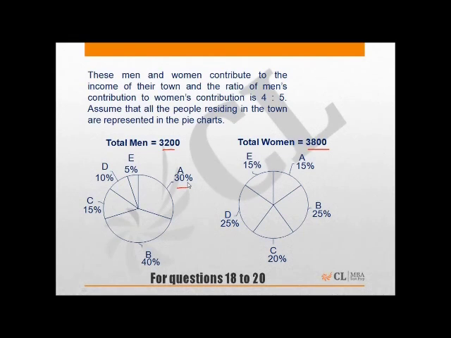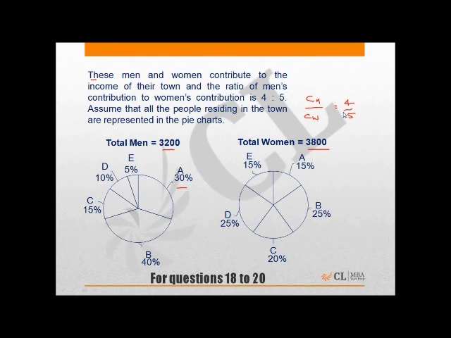The data further says these men and women contribute to the income of the town in the ratio of 4:5, men's contribution to women's contribution. So contribution by men to contribution by women is 4:5. If the total income of the town is X, men contribute 4/9 X, women contribute 5/9 X. That is the data which we have here.